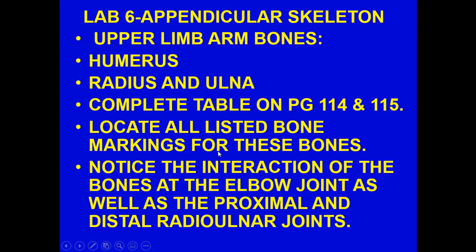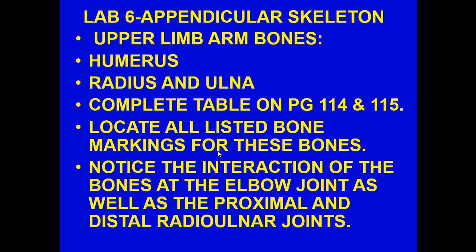Now, if we start going down into the upper limb, the arm bones are extremely critical. There is a complete table on pages 114, 115. So you have the humerus, the radius, the ulna. As I've mentioned before, when you have some of those pages that you're not going to be handing in to me, you should be filling out all of that information because it is going to be absolutely essential to help you when you are preparing for the lab practical exams.